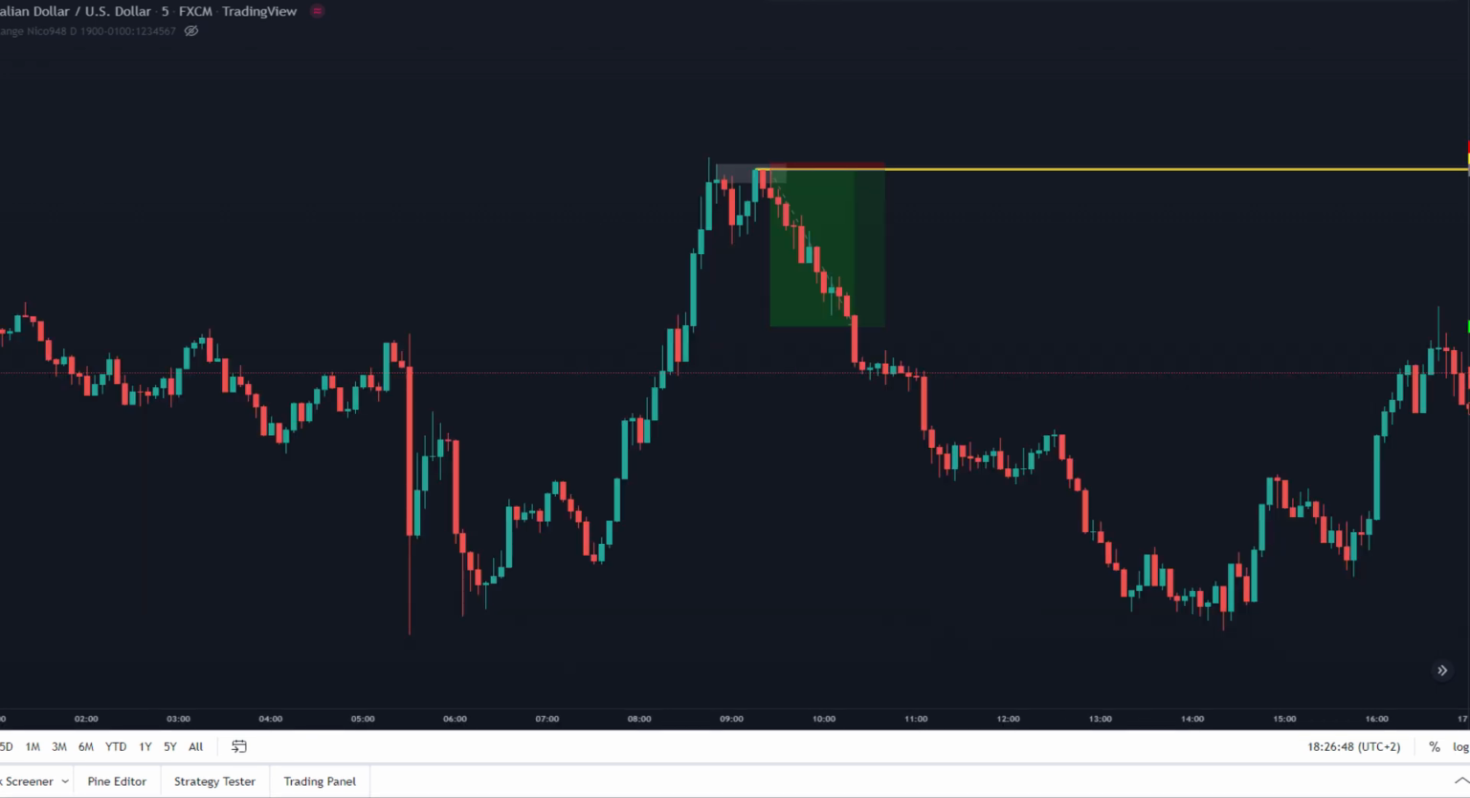Now for take profit, we will target the previous lows because that's where the liquidity of the market is resting. From this chart, we can see that we have two lows that we can target as our take profit.